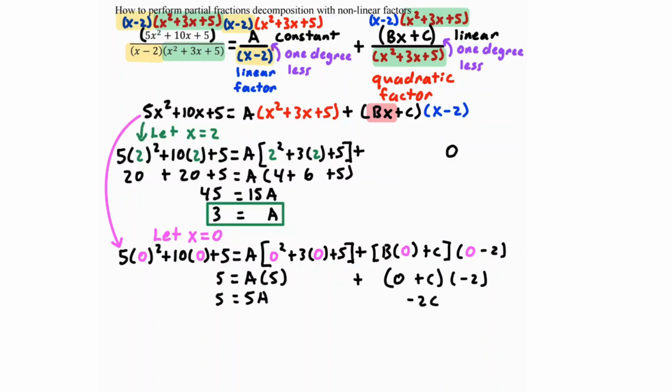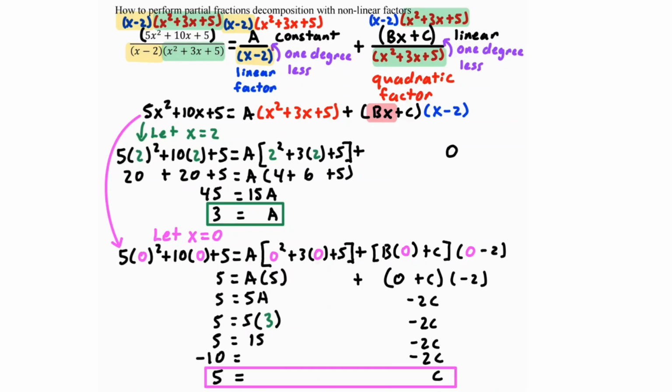Simplify this, we get 5 equals 5a minus 2c. Since we solved for a earlier, which was 3, we'll substitute in. 5 times 3 is 15, and then we'll subtract 15 from both sides to get negative 10 equals negative 2c. Then we'll divide both sides by negative 2 to get c to be 5. So we successfully solved for c. We have a and c now, we just need b. Since we ran out of space, let's move on to the next page.